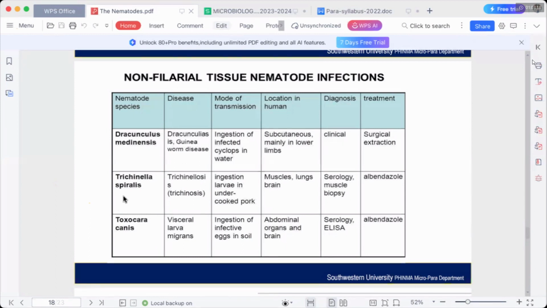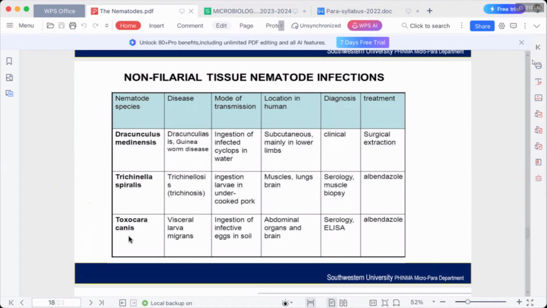So next, we go to Trichinella. So trichinosis. It is acquired by ingestion of larvae in undercooked meat. The locations are usually in your muscles, lungs, and brain, and some in the heart. For the diagnosis, you have your serology test and muscle biopsy. Then for the treatment, you give albendazole.